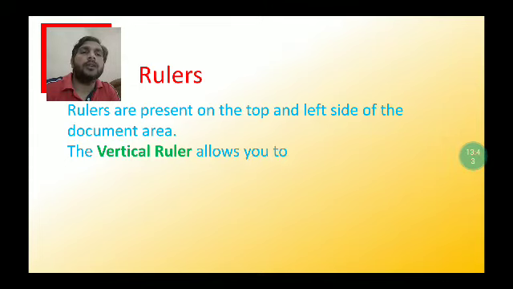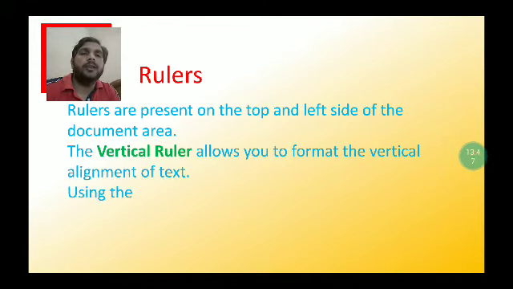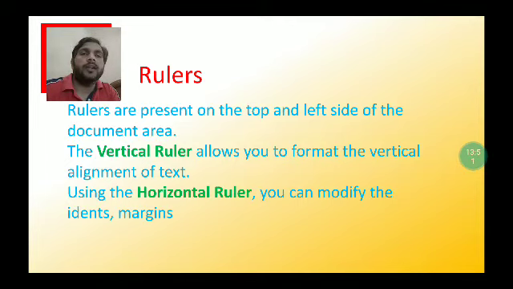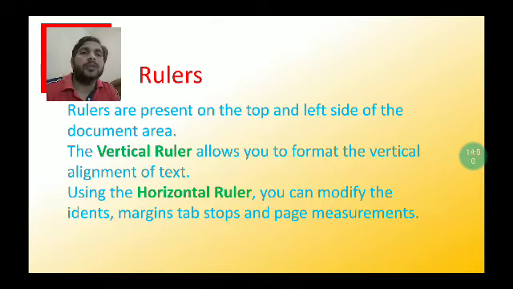The vertical ruler allows you to format the vertical alignment of the text. Using the horizontal ruler, you can modify the indents, margins, tab stops and page measurements. So there are two types of rulers, the vertical ruler and the horizontal ruler. With the help of rulers, we can format the vertical and horizontal alignment of the text.